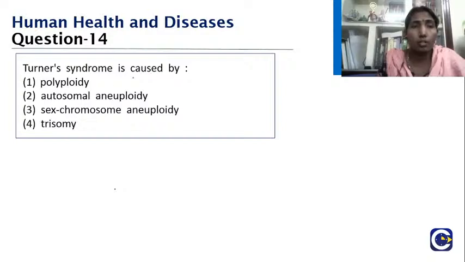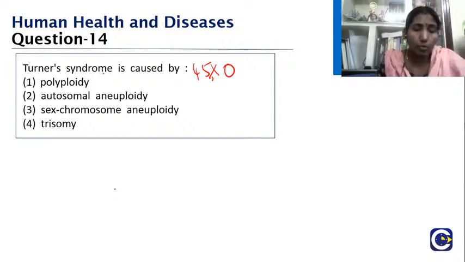Turner syndrome is caused by polyploidy, autosomal aneuploidy, sex chromosome aneuploidy, trisomy. So, what to do with Turner syndrome? What should be your answer? What do you mean by Turner syndrome? Turner syndrome is actually a single X chromosome. Yes, you have 45 chromosomes. Okay, and then one of the chromosomes will be missing.